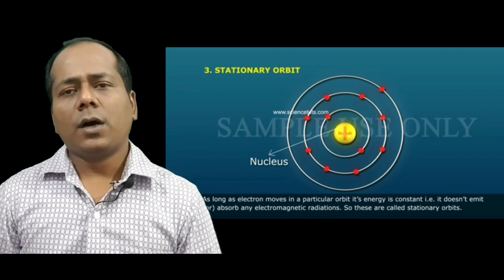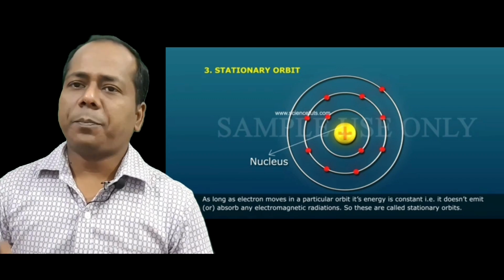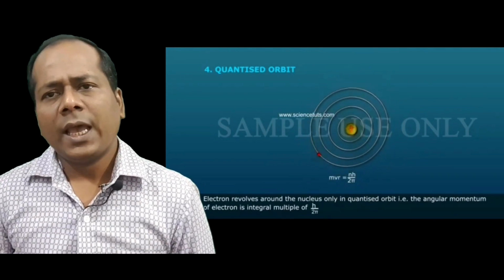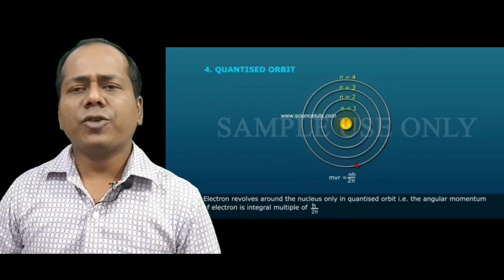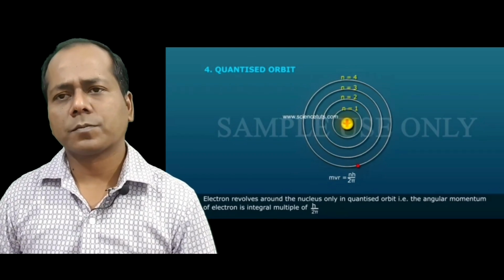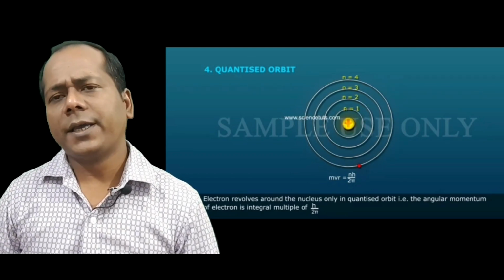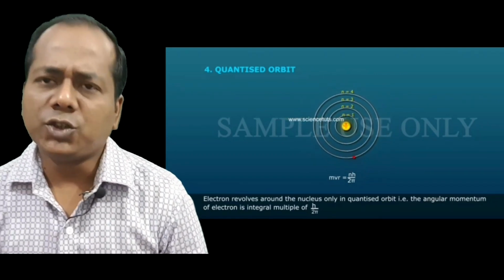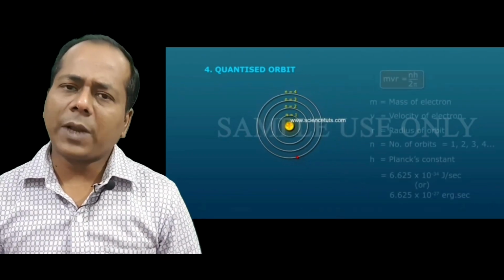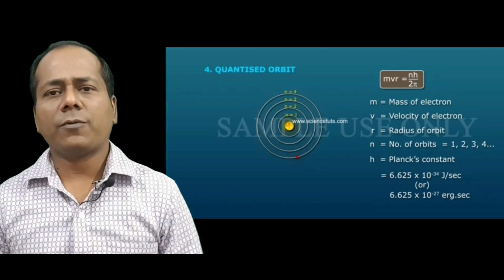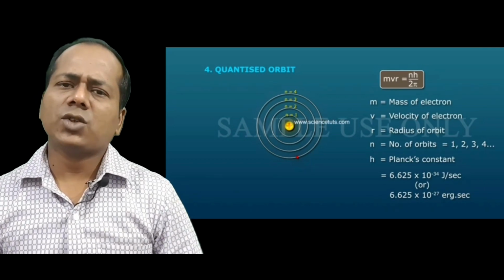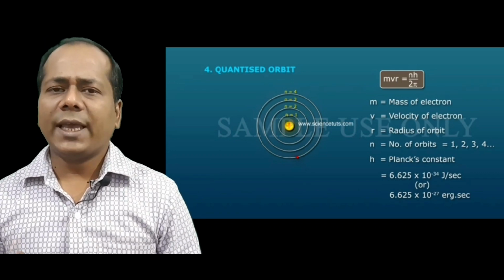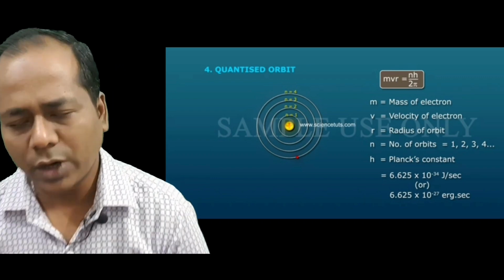Now, postulate of angular momentum. In a particular energy level, the angular momentum of an electron is fixed and it must be an integral multiple of h by 2 pi. The angular momentum mvr equal to nh by 2 pi. Here h equal to Planck's constant, m equal to mass of an electron, r equal to distance of an electron from the nucleus, v equal to velocity of electron, and n equal to 1, 2, 3, etc.